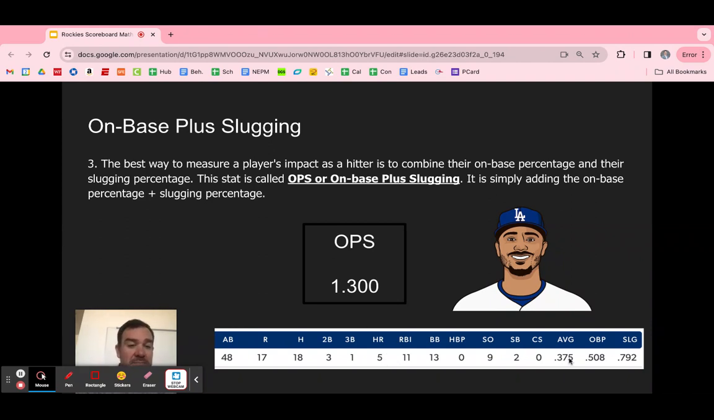Now, if we were to find his batting average, that would be 18 divided by 48 equals 0.375. If we're to find the on base percentage, that would be the 18 hits plus the 13 walks. That's 31. 31 divided by not just 48, because you have to add those 13 walks, 61 at bats. So 31 divided by 61, you would get a .508 on base percentage. And if you added the on base percentage plus the slugging percentage, you would get an OPS of 1.3, which is the second highest in all of Major League Baseball right now.